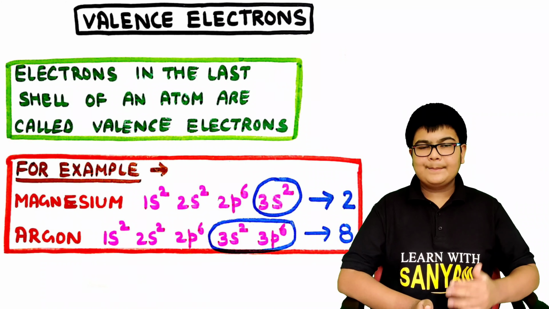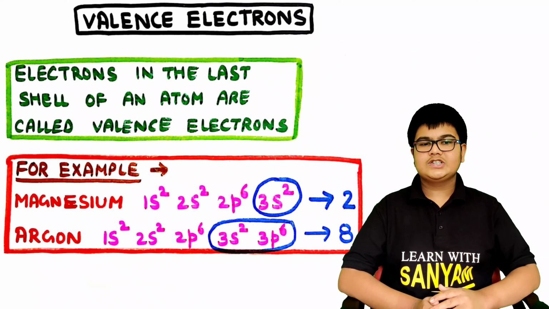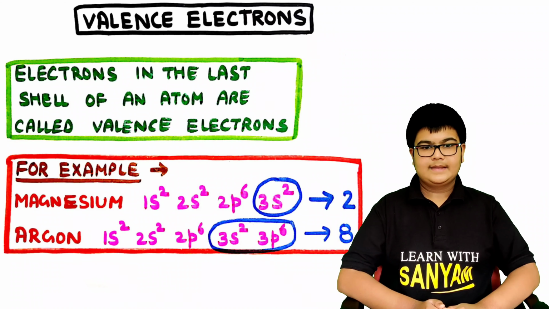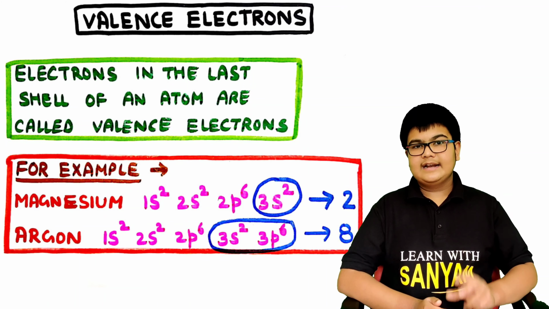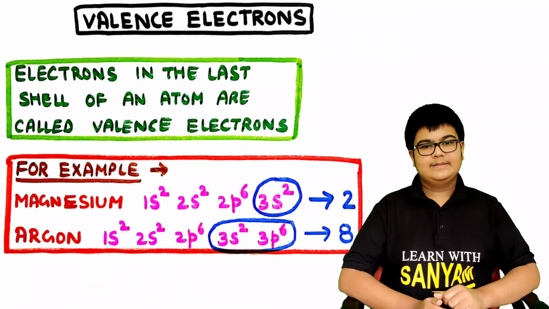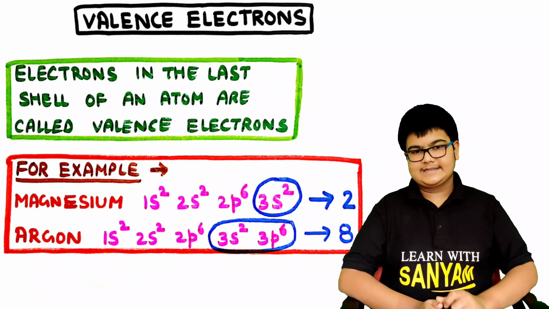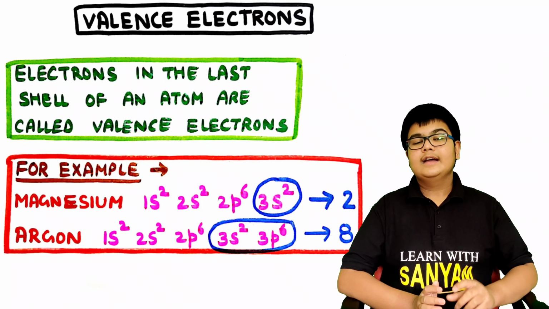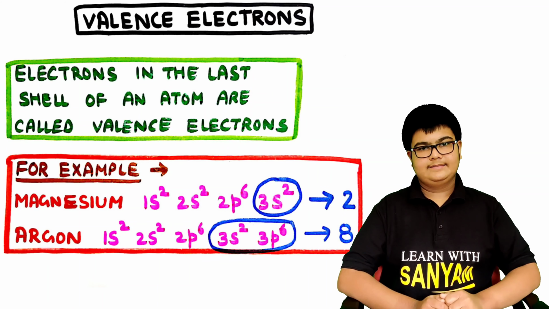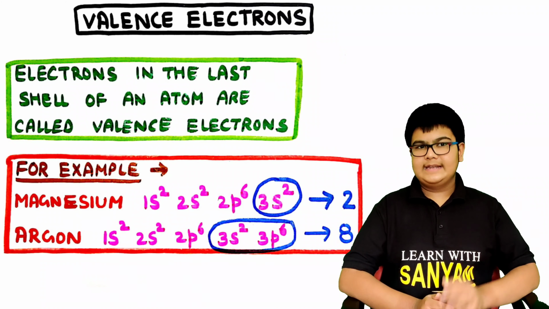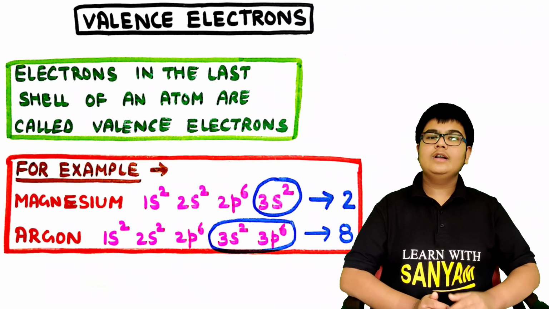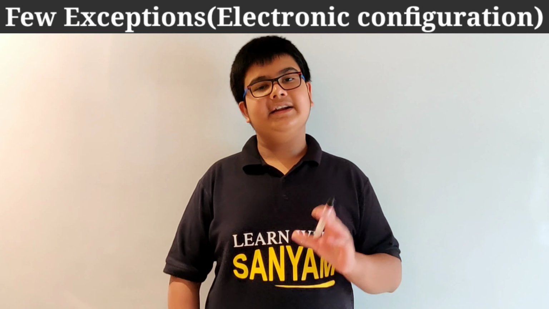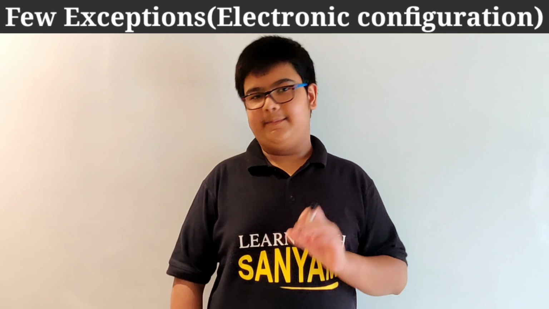And let's take another example, that is argon. Its configuration is 1s2, 2s2, 2p6, 3s2, 3p6. So in this you can see that there are 2 subshells in the third shell, that is 3s2 and 3p6. So the total number of valence electrons is 2 plus 6, that is 8. So in this way you can see that the electrons in the last shell of an atom are called valence electrons. In a similar way, we can write the electronic configuration of all the other elements.